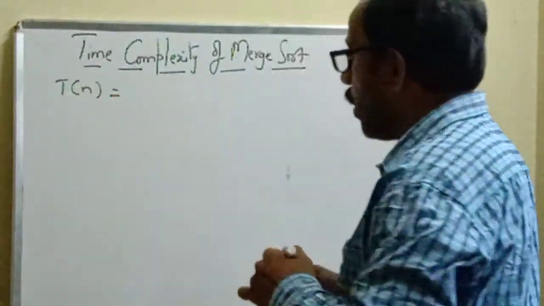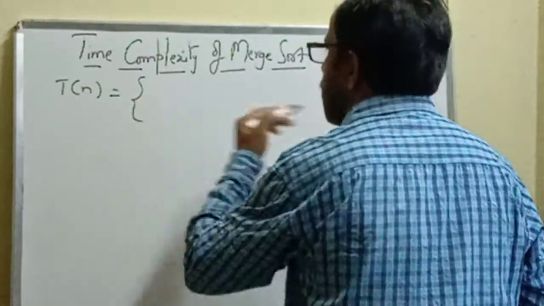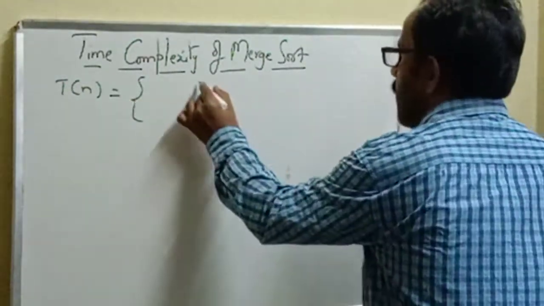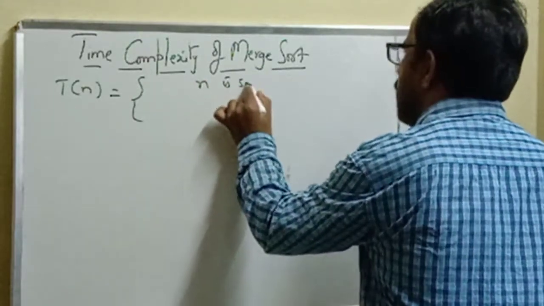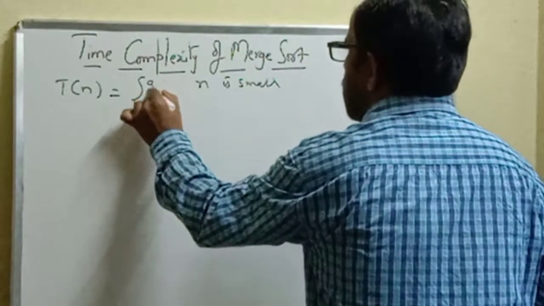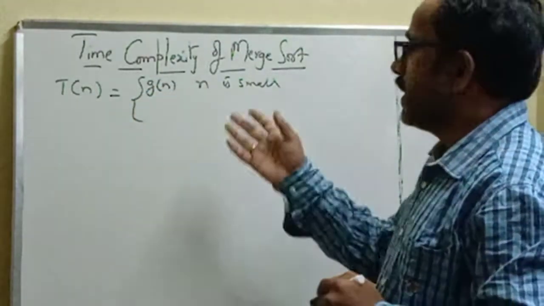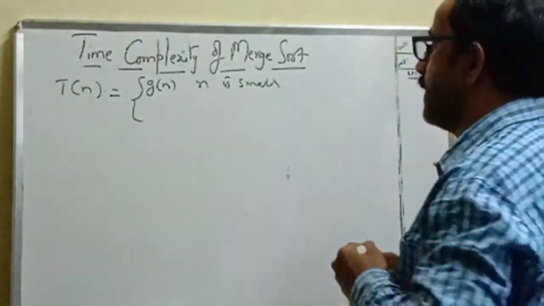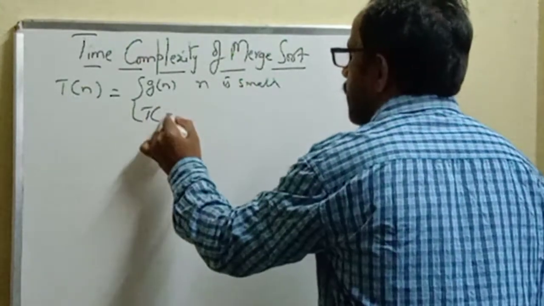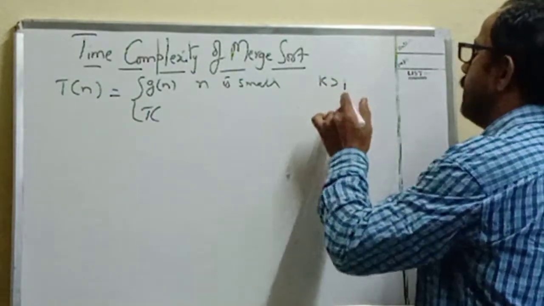Suppose a problem contains n elements. Then we can write the time complexity representation as follows. If n is small, generally we get the time complexity directly. That means we can solve the problem directly, and from that, by using g of n, we get the time complexity. Otherwise, we divide the problem into some sub-problems, let us say k sub-problems, where k should be greater than or equal to 1.